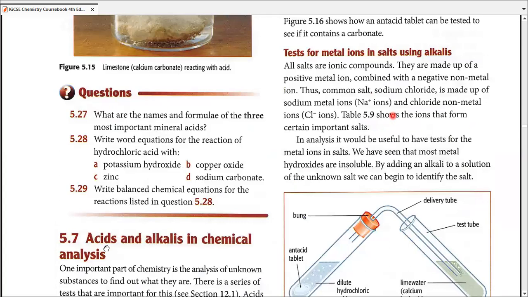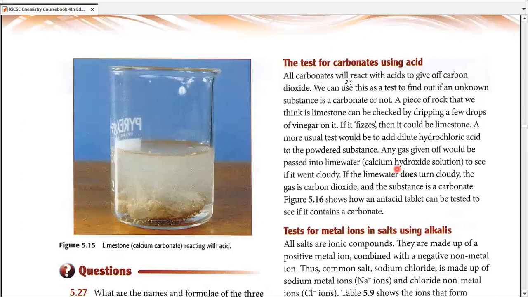Starting off with 5.7, acids and alkalis in chemical analysis, it's pretty important that we go for the basic information, such as test for carbonates using acids. As carbonates react with acids giving off carbon dioxide, which fizzes or gives bubbles, it's easy to go with this kind of reaction. When it produces carbon dioxide, we can pass the gas into lime water, and the lime water turns milky or cloudy. You can use the word milky, you can use the word cloudy, both words are acceptable.